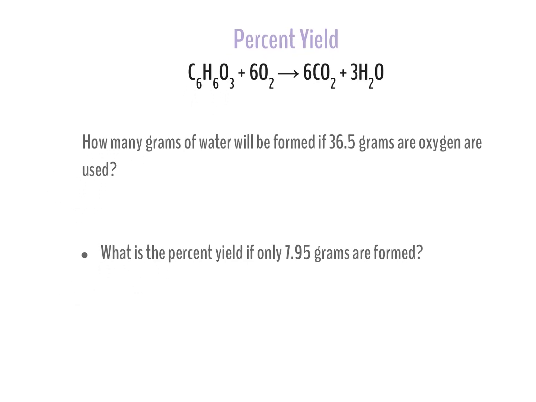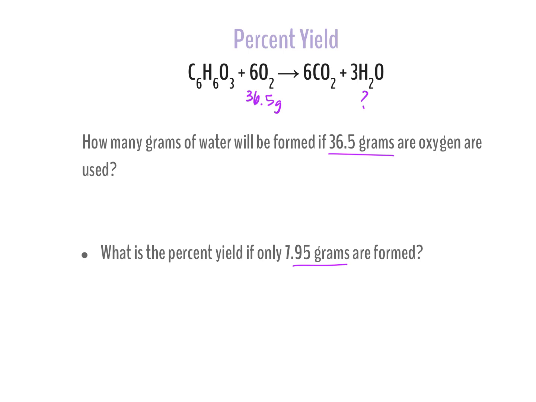All right, let's try this one here. It says, how many grams of water will be formed if 36.5 grams of oxygen are used? And then what is the percent yield if only 7.95 grams are formed? Yeah, we're calculating hypotheticals here, right? So this is my starting amount, 36.5 grams of O2. How many grams of water will be produced? And it says 7.95 grams are formed. What does that value tell me? What's the 7.95 going to be?